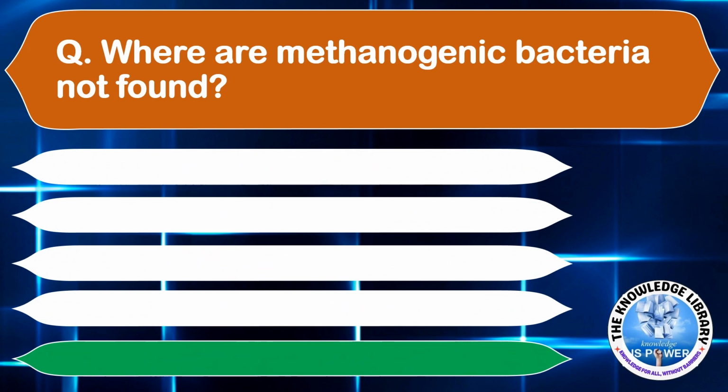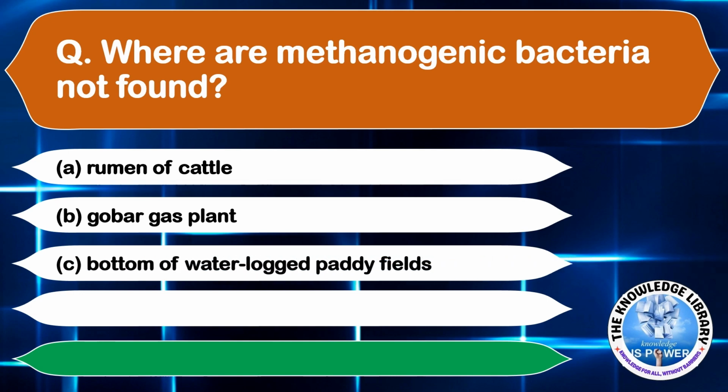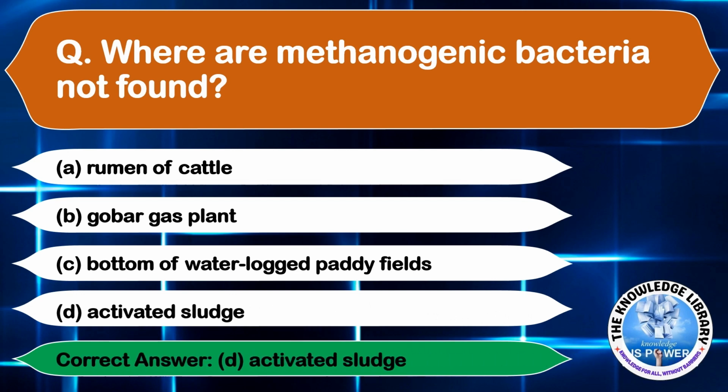Where are methanogenic bacteria not found? Option A, rumen of cattle. Option B, gobar gas plant. Option C, bottom of waterlogged paddy fields. And option D, activated sludge. The correct answer is option D, activated sludge. Moving on to the next question.